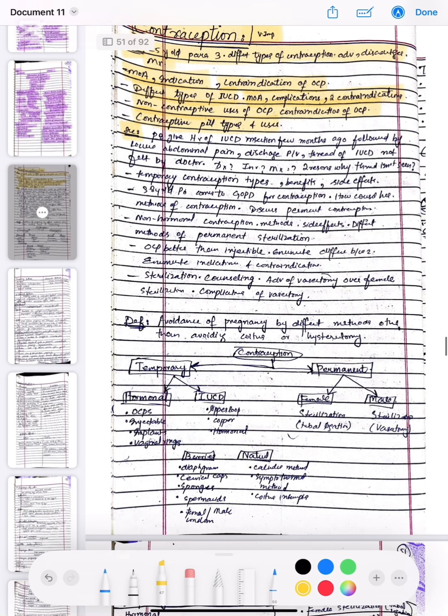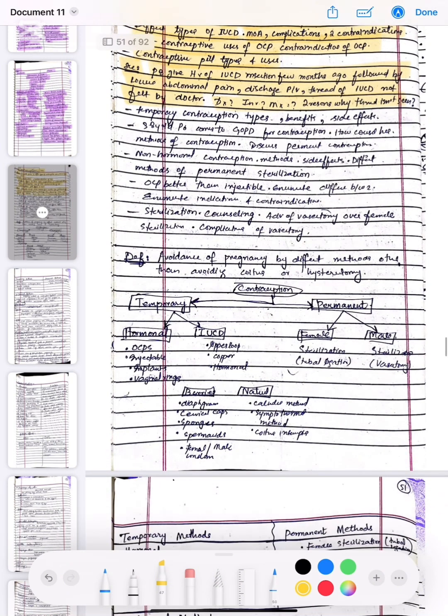Another scenario is that a P8 gives a history of IUCD insertion a few months ago, followed by lower abdominal pain, discharge PV, and the thread of the IUCD not felt by the doctor. So what is the diagnosis, investigations and the management, and the reasons why the thread isn't seen? Temporary contraception types, what are the benefits and what are the side effects?